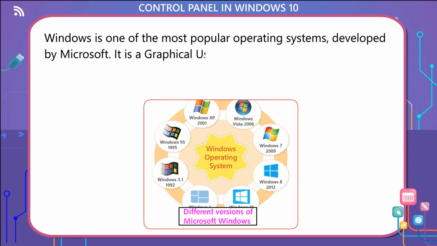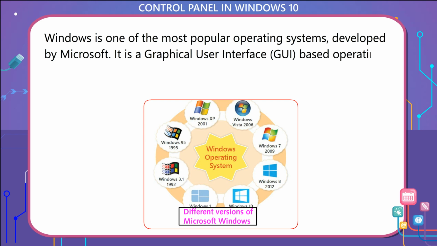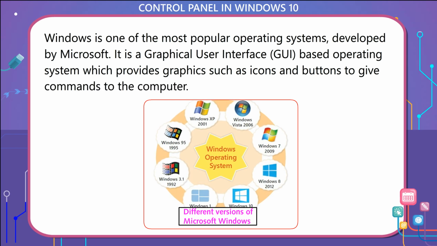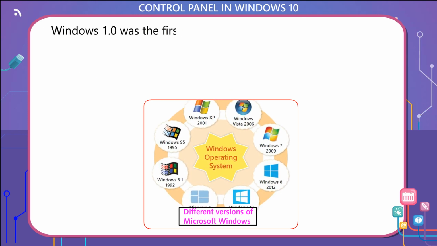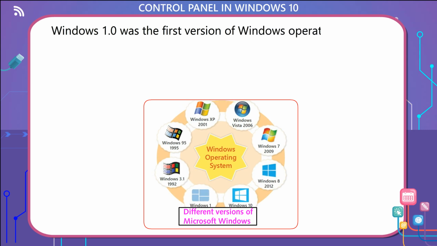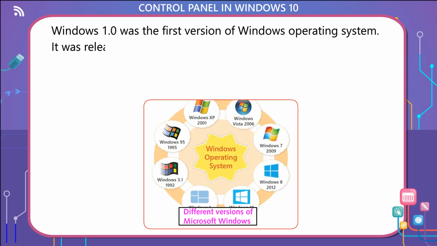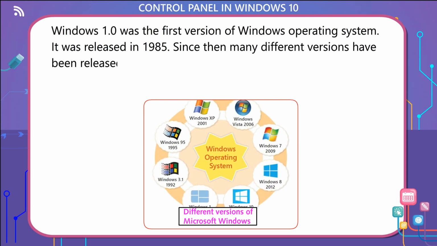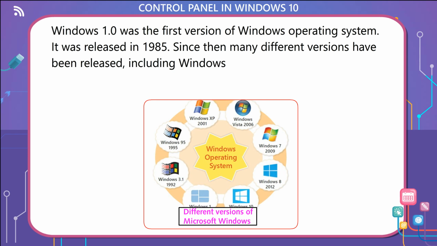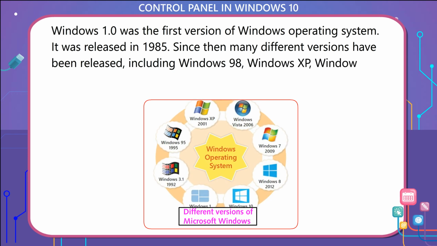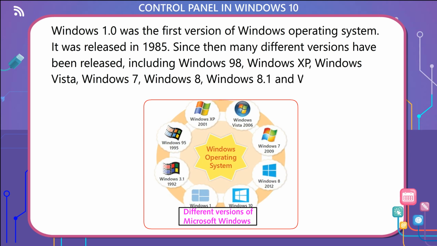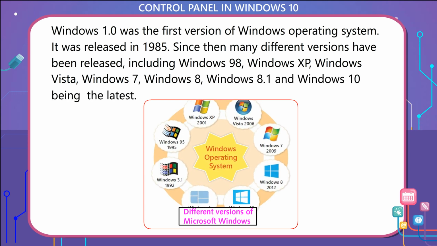It is a graphical user interface (GUI)-based operating system which provides graphics such as icons and buttons to give commands to the computer. Windows 1.0 was the first version of Windows operating system. It was released in 1985. Since then, many different versions have been released, including Windows 98, Windows XP, Windows Vista, Windows 7, Windows 8, Windows 8.1, and Windows 10 being the latest.